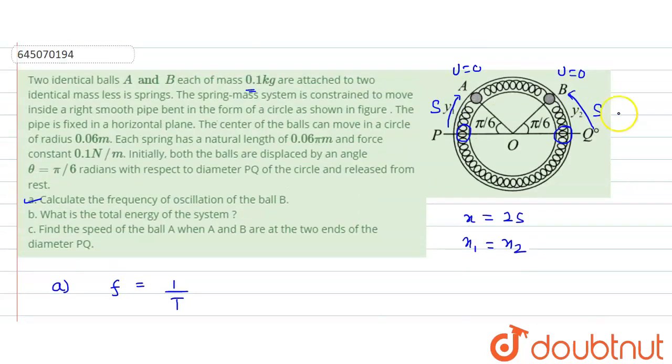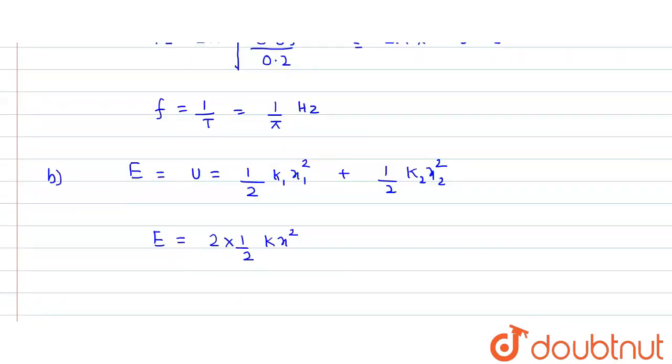Now what would be the value of x? We can see from the figure itself. What is this part? This is basically an arc. How can we write the value of s, which is equal to the arc? s would be equal to the angle, which is pi by 6, multiplied by the radius. This is how we write the arc. Now we know the radius, it is 0.06. We can just substitute the values.